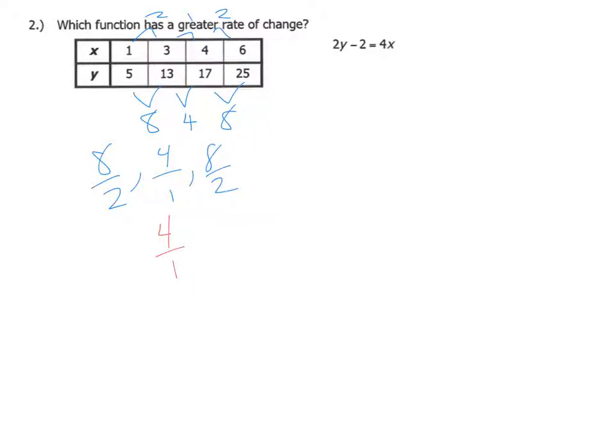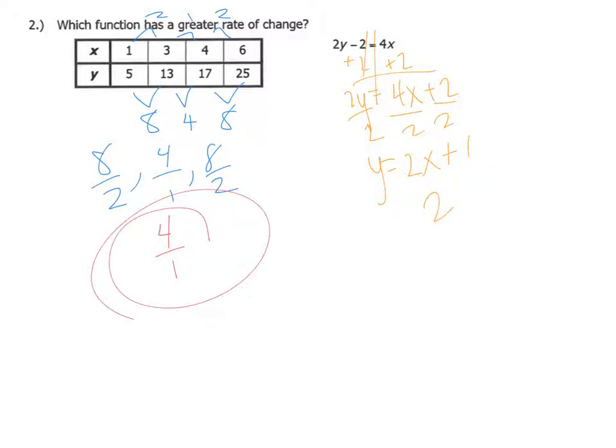The next one, the equation, we need to solve for y to find the m. So I'm going to add 2 to both sides. So 2y equals 4x plus 2. I'm going to divide everything by 2. So y equals 2x plus 1. So this one, the slope is 2. So the greater rate of change is the table with 4.